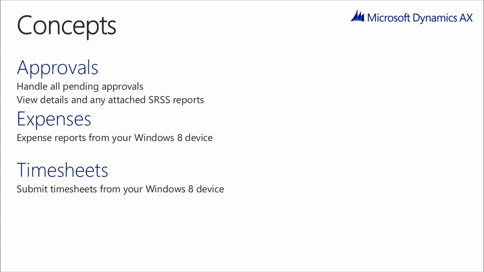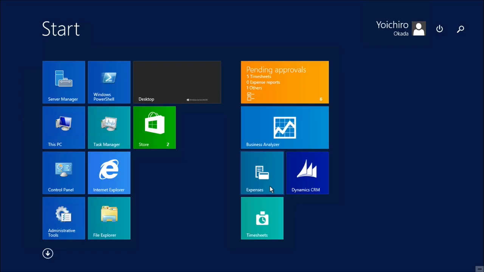The expenses application allows you to do full-fledged expense reports from your Windows 8 device, whereas the timesheet application allows you to submit timesheets from your Windows 8 device. So we'll take a look at the Windows 8 application suite, which includes the approvals, expenses, and timesheet applications. We'll start off with the expenses application.